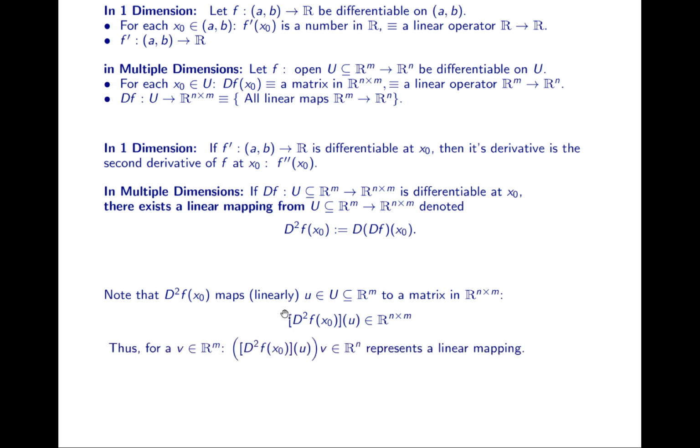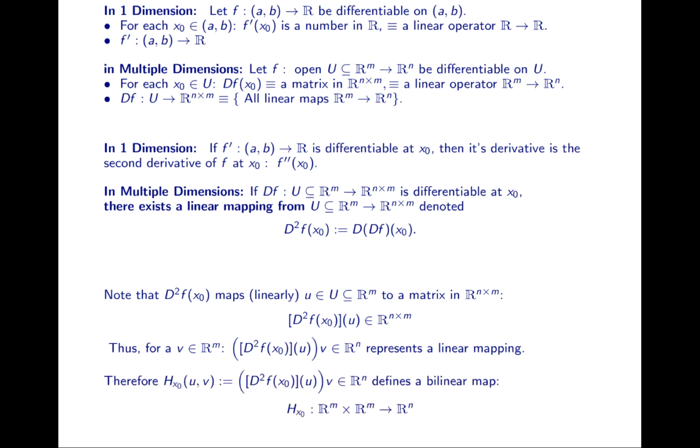So if this object here is a matrix of size n by m, then I should be able to multiply it by a vector V in R^m, and that'll give me a vector in R^n. And all of these mappings, the mapping of U, the mapping of V, these are all linear mappings.